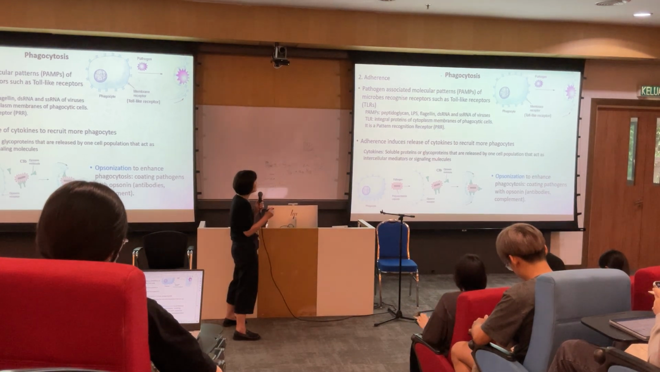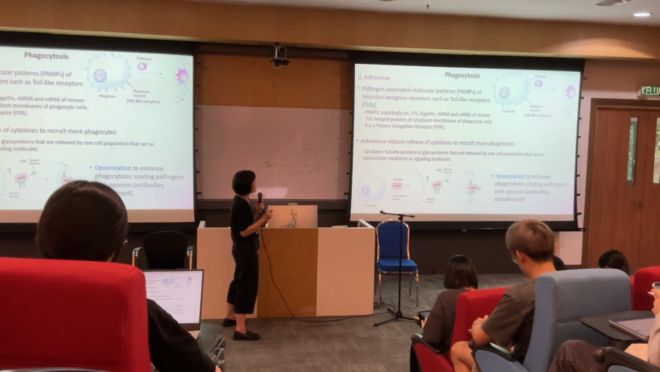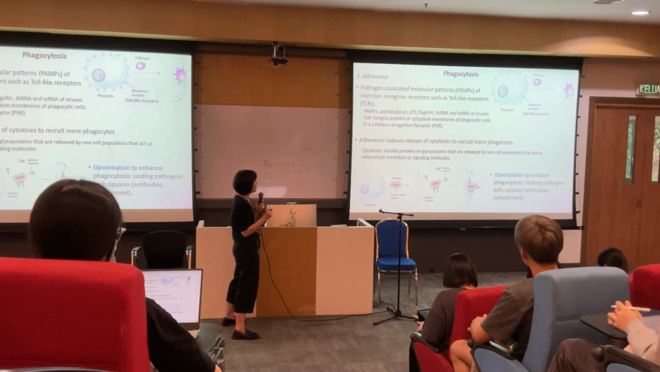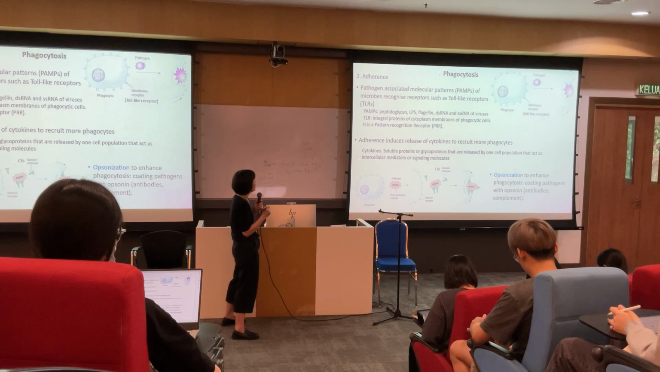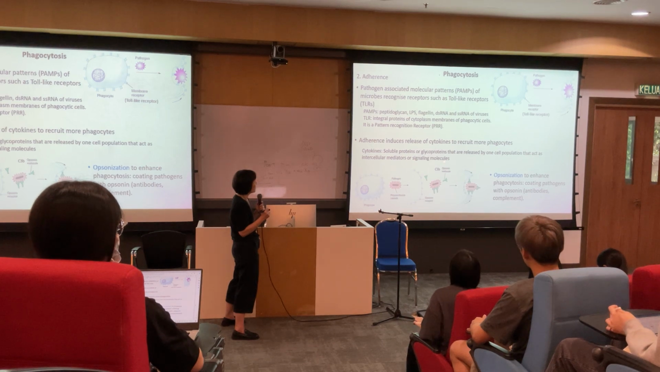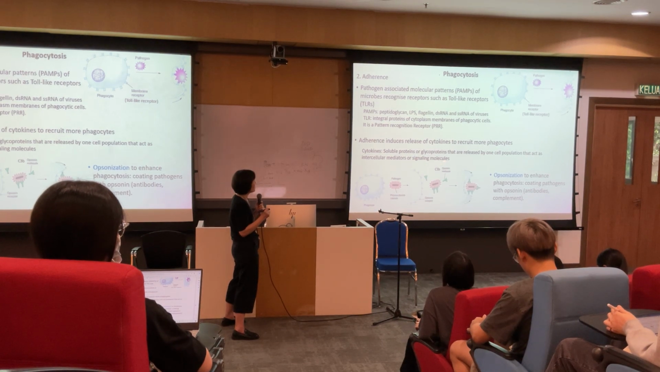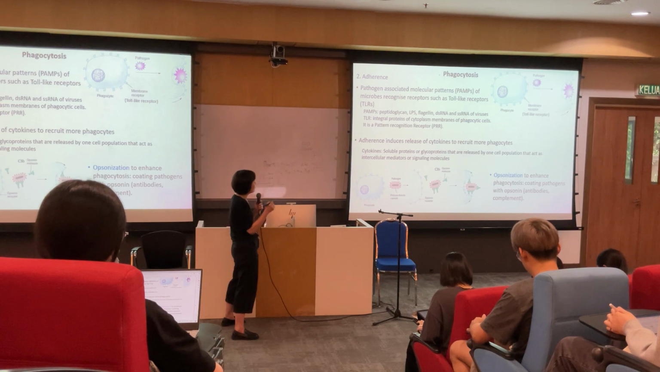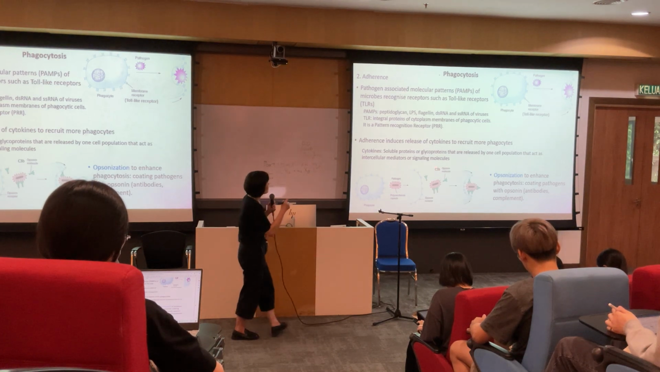So they are soluble proteins and they are released by the macrophages or those cells, the infected cells, and they will stimulate different signaling pathways. So this signaling pathway will cause inflammation, recruit more immune cells to the site of injury or infection, and this is what happened.